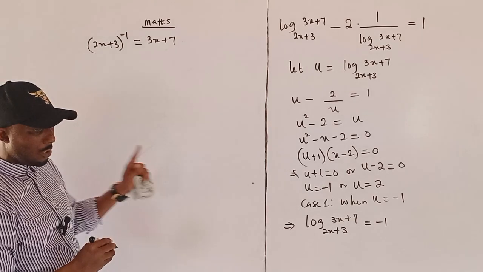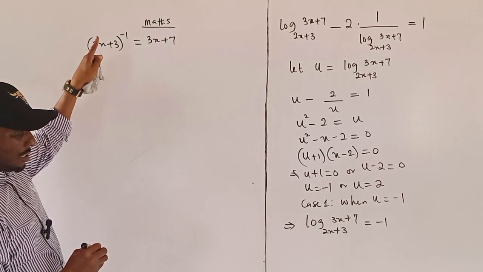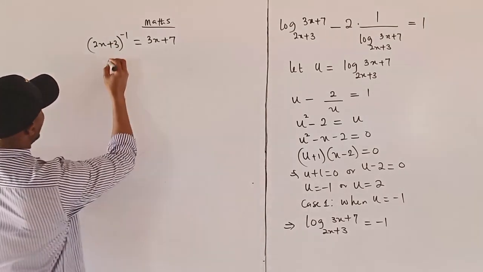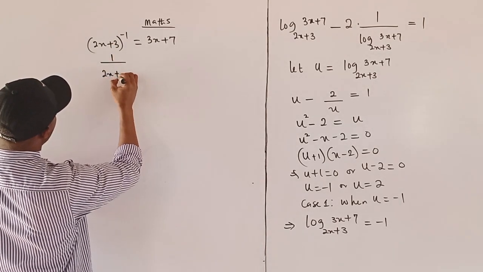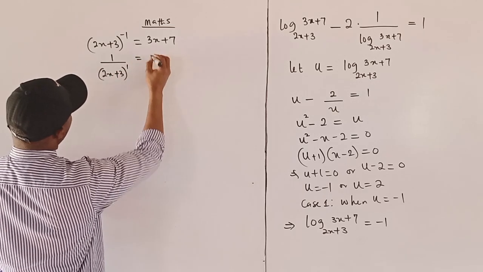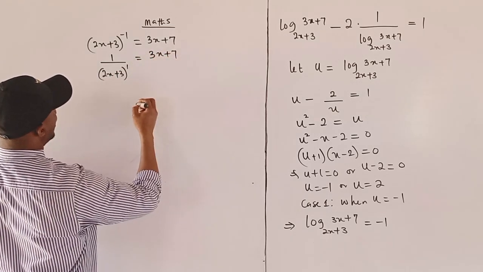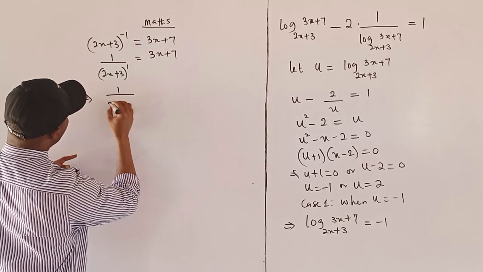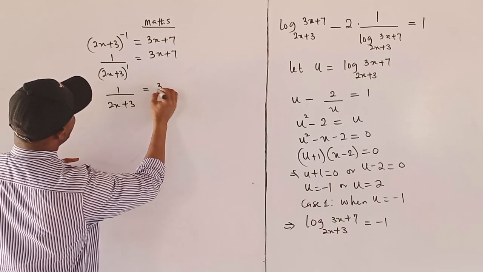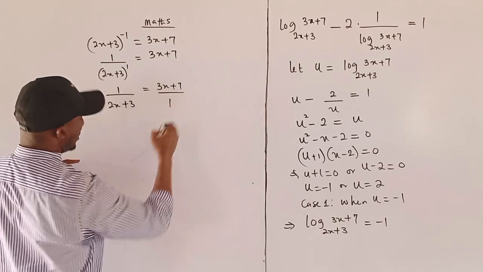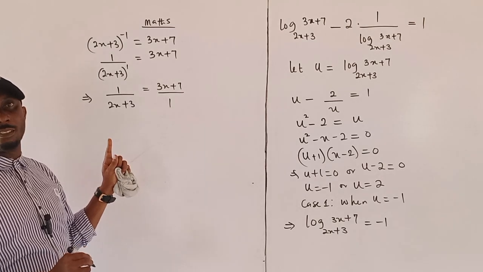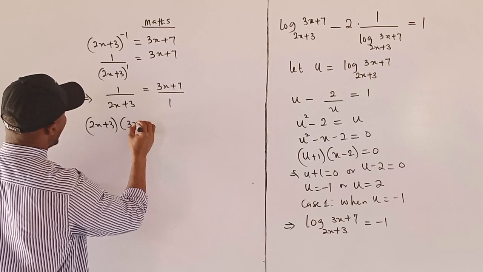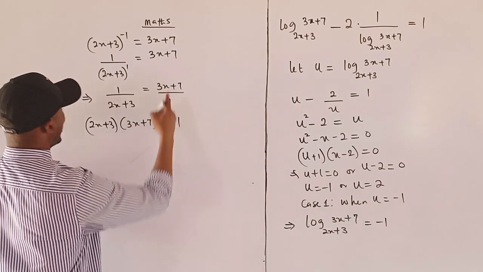Now from the inverse law of indices, since I have a negative exponent here, I will take the reciprocal of the positive exponent. I could write this to be 1 all over (2x + 3) to the power of 1 equal to 3x + 7. Since the power is 1 here, it is the same. So 1 all over 2x + 3 equal to 3x + 7 all over 1. So we shall cross multiply this. So I'll say (2x + 3) multiply (3x + 7) equal to 1.